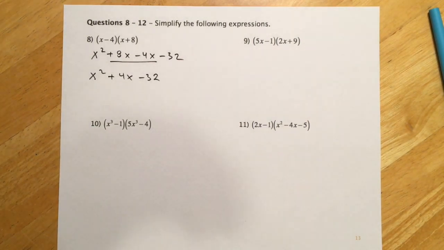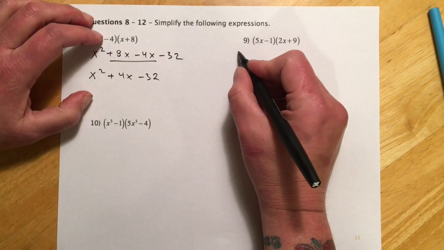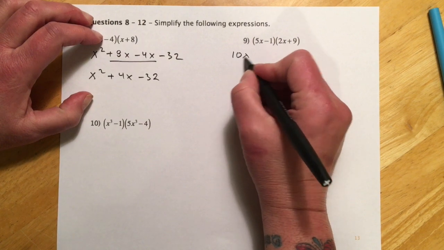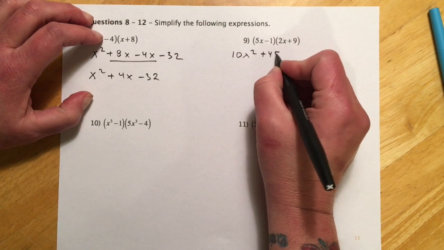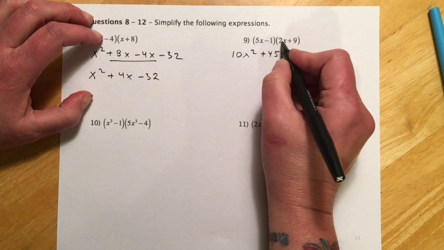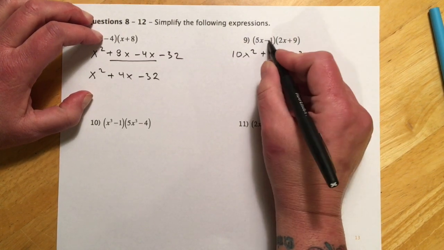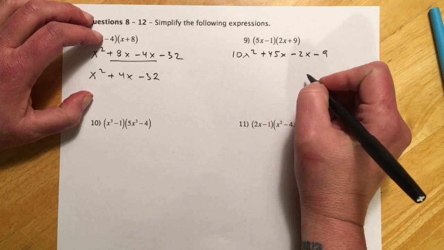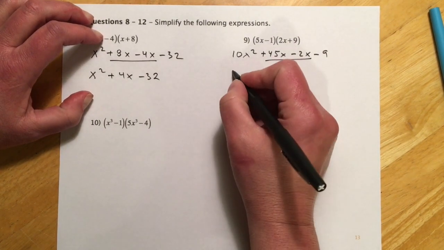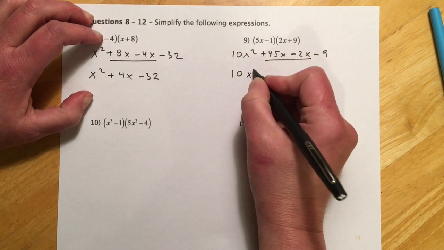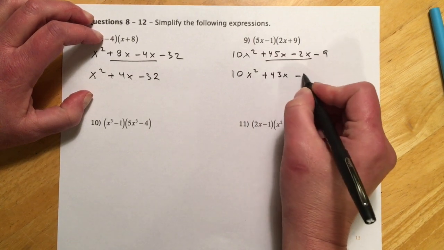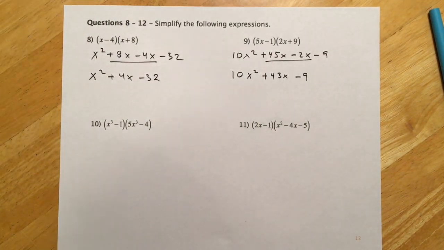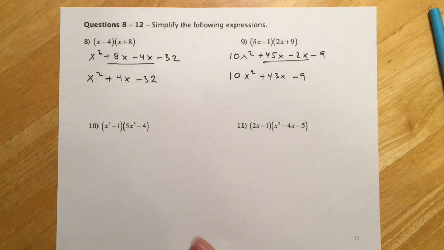Let's see, number 9, that is 5x times 2x. So that's going to be 10x squared. And then 5x times 9 is going to be plus 45x. And then negative 1 times 2x, so minus 2x. And then on the end there, a negative 9. A couple like terms, I'll put those together. 10x squared, and that'll be a plus 43x and minus 9.